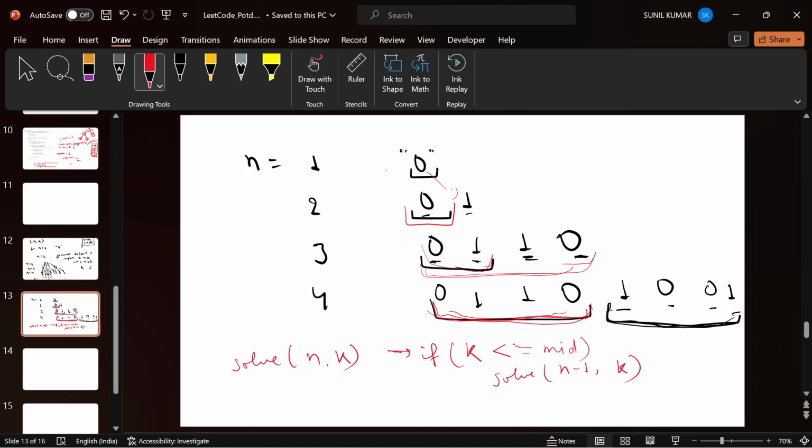And else, if k is greater than mid, so here we get here. What we need to do is negate. If we get 1, we need to convert it to 0. So we need to do not of solve n minus 1 comma, and what we need to find is k minus mid.